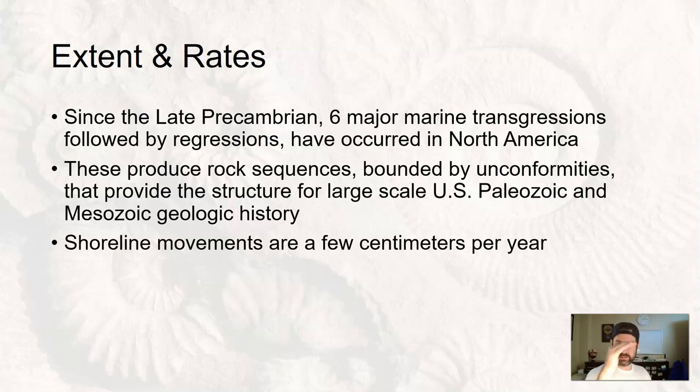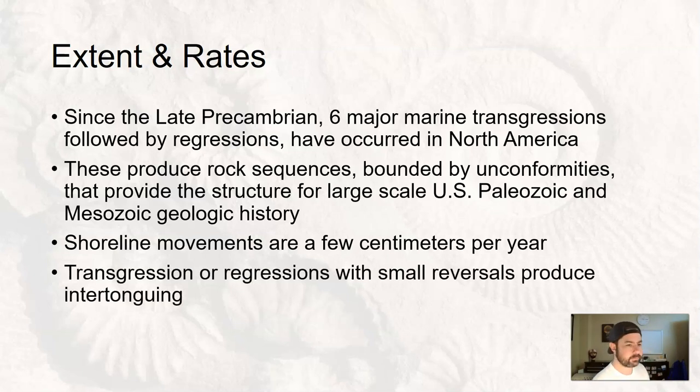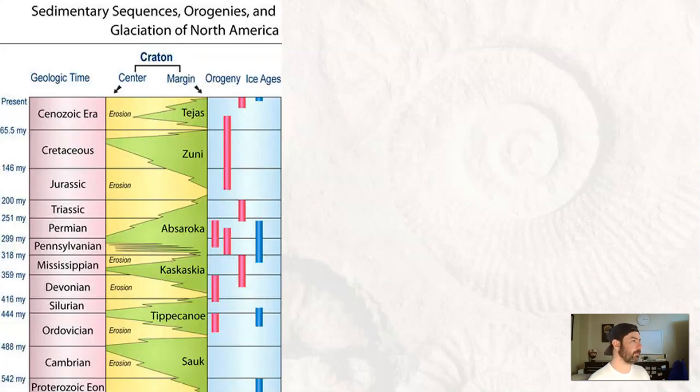Again, when we're looking at these transgressions and regressions, we're talking about shoreline moving at a few centimeters per year, like every year, this much. But over geologic time, it begins to add up. You also get, it's not just up and down. Sometimes you get little fluctuations of sea level back and forth, so you get smaller transgressions and regressions with small little reversals that will produce that intertonguing we see between facies sometimes.